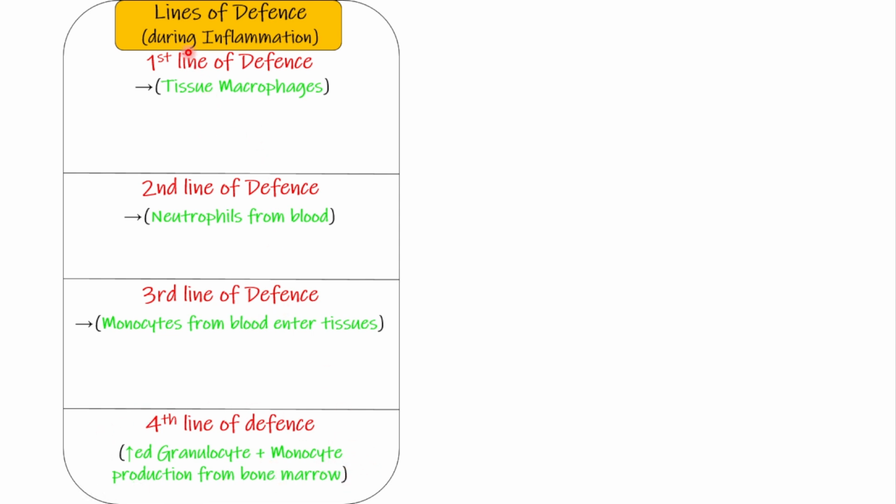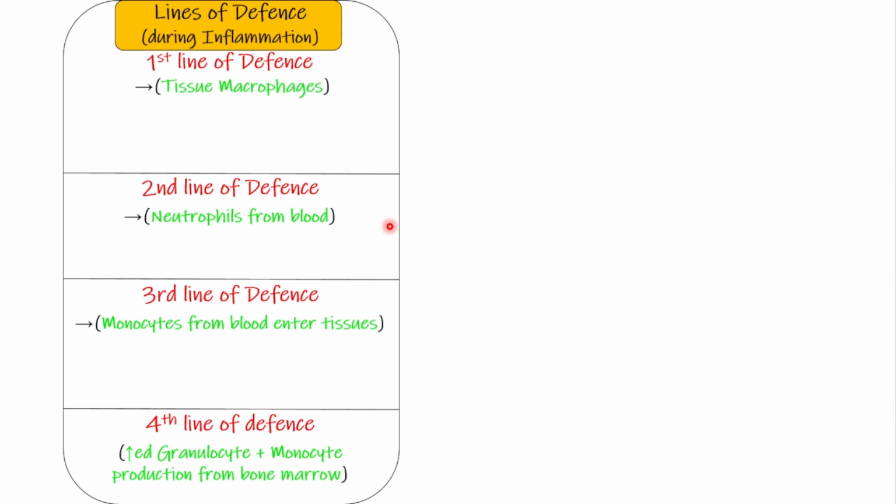It is the same here during inflammation, in the lines of defense. First there will be macrophages, then neutrophils will come from the blood, then the monocytes will come from the blood, enter into the tissues and be converted into tissue macrophages, and then finally the bone marrow starts producing an increased amount of granulocytes and monocytes.